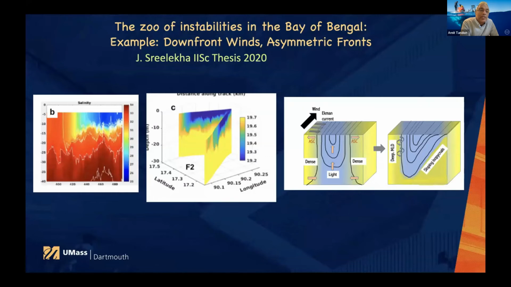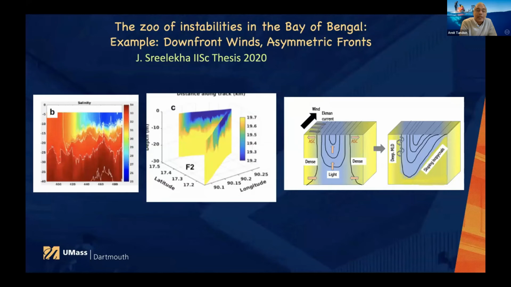But the fronts are not as deep as we see in their mid-latitude cousins. The mid-latitude cousins are order 100 to 150 meters deep. Here in the bay, the shallow cousins are order 20 meters deep. So what you're seeing here is a very sharp front on the left. And then as you go further to the east, you see the density surfaces shoaling.